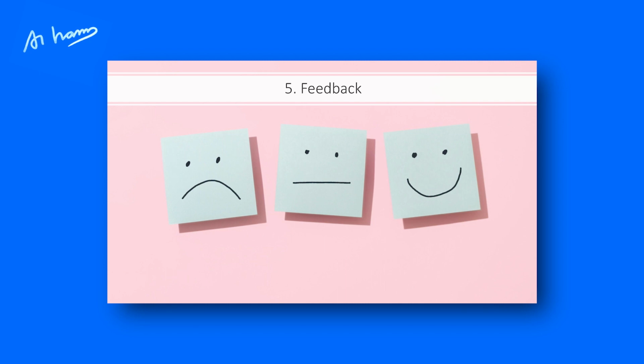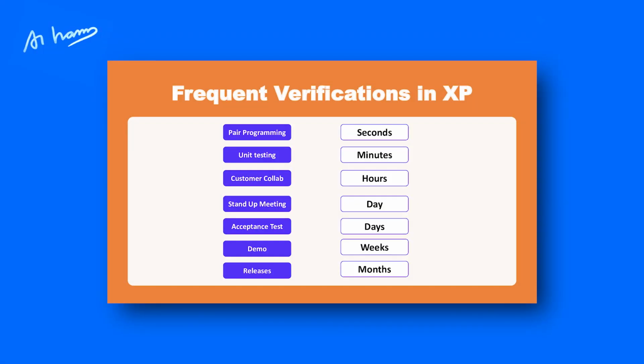It's called seeking feedback. Okay, this is very, very nice, because the ways of getting feedback in XP are very, very good. Let's try to see how many ways we are trying to get feedback in XP. So frequent verifications. What are the ways of getting feedback or doing frequent verifications in XP? The first and foremost thing is pair programming. That happens in seconds. Within seconds you get feedback, right? So pair programming. The next thing is unit testing.